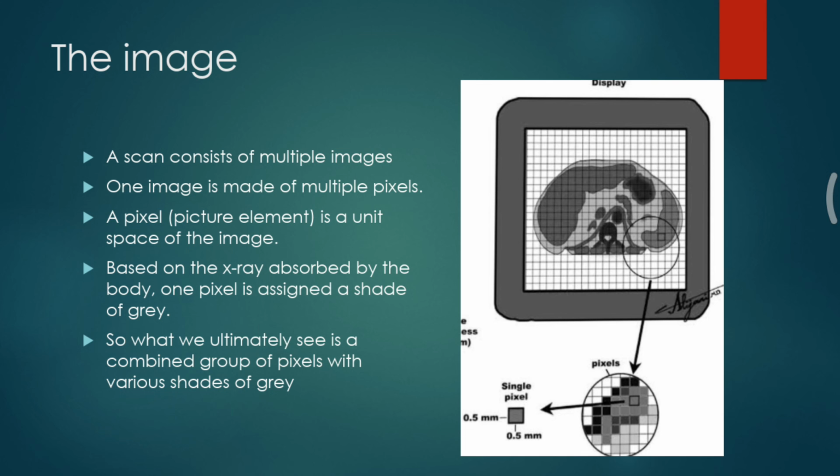Now each single image is in turn made up of multiple pixels. A pixel is a picture element, a short form for that, and it's a unit space of the whole image, as you can see on the side plate. Based on the X-ray absorbed by the body, one pixel is assigned a shade of gray. Each pixel has a different shade of gray. If you have taken a bone, then the shade of gray would be very light, more whitish. For the other structures, the shades of gray would be different. So what we see ultimately is a combined group of pixels with various shades of gray within one single image.